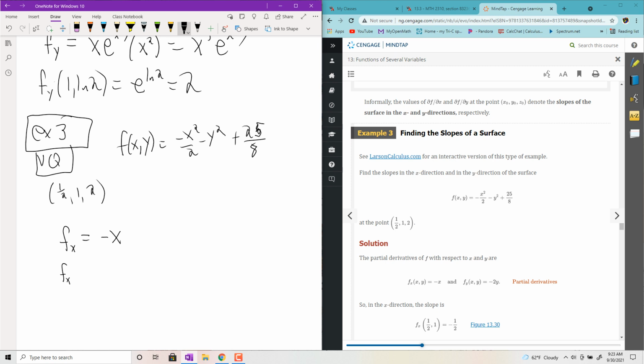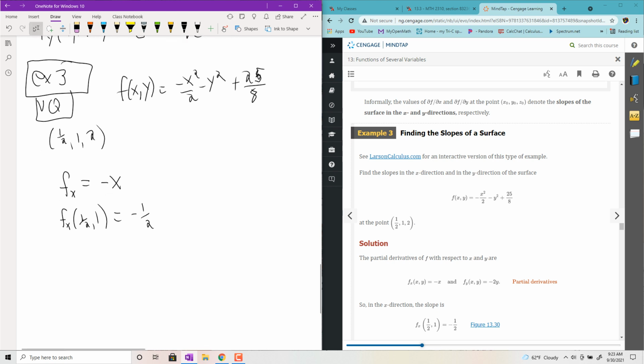So the derivative in the x direction is just going to be negative 1/2. The slope in the x direction will just be negative 1/2. Then the partial derivative with respect to y is going to be, this time, negative 2y, and then the slope in the y direction on this surface is just going to be negative 2.